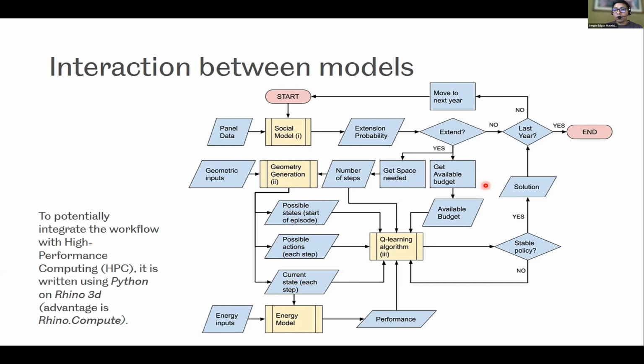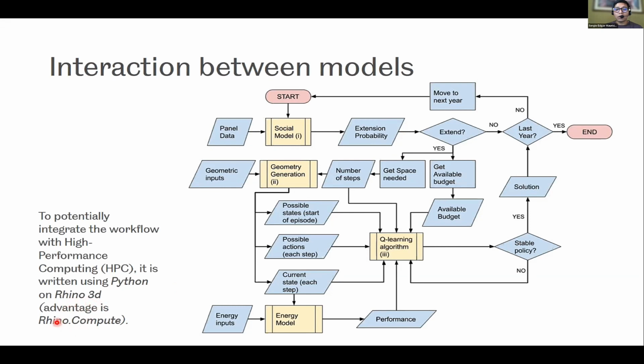As well, the social model gives an available budget for a given time step and the space needed by the household on that time step. So the Q-learning algorithm optimizes the form of the building for that given year until it finds a stable policy, finds a solution, and saves that for the next time the social model triggers the other models. It does so until we reach the last year, and then we have an optimal solution for the neighborhood on that last year. To integrate the workflow with high performance computing, this was written using Python on Rhino 3D.